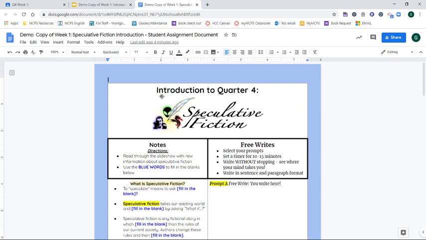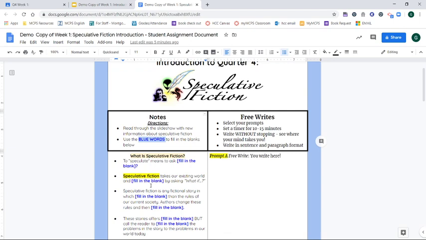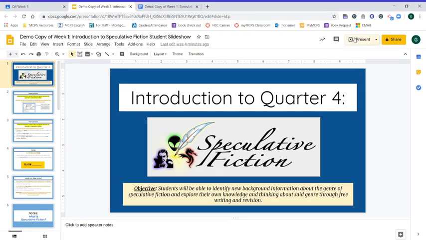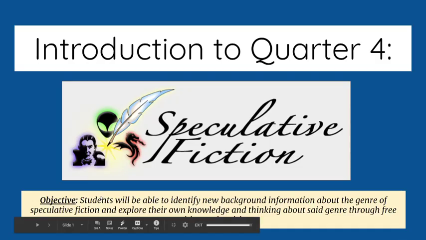You'll see in the assignment it says Introduction to Quarter 4 Speculative Fiction. Directions: read through the slideshow with new information about speculative fiction. Use the blue words to fill in the blanks below. Okay, that's on the left side. So let's start. We'll go over here, Introduction to Quarter 4, Speculative Fiction. We'll go ahead and hit Present, make it nice and big.